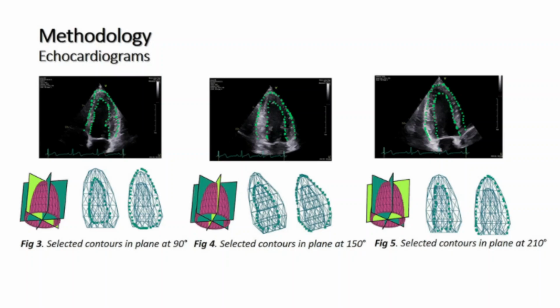Here we use methods where the left ventricle of the heart is recorded in three different planes: 90, 150, and 210 degrees. After we get these 2D images, we manually select inner and outer surfaces of the heart. We select boundaries of the epicardium and endocardium. In figures 3 through 5, these selections are shown as green points. We then use these selected points to create 3D models.